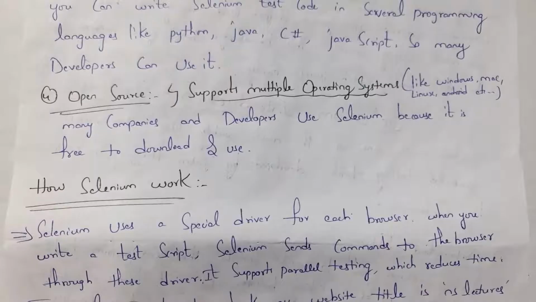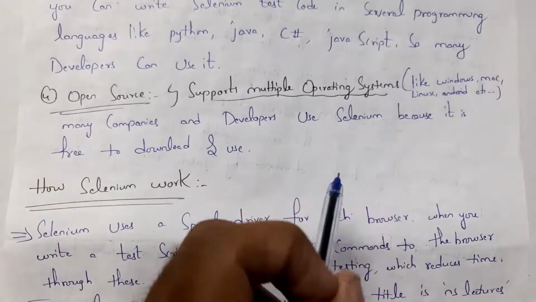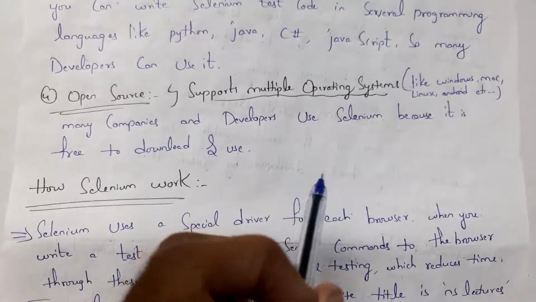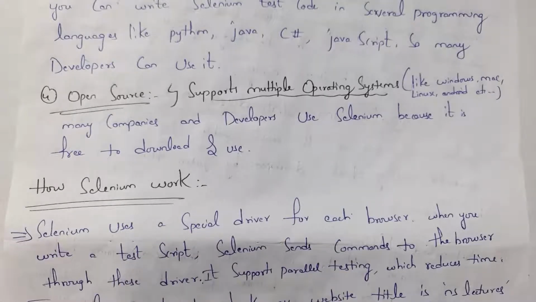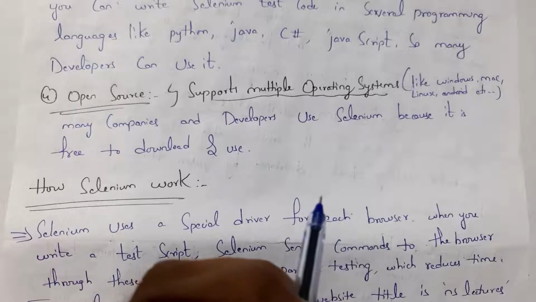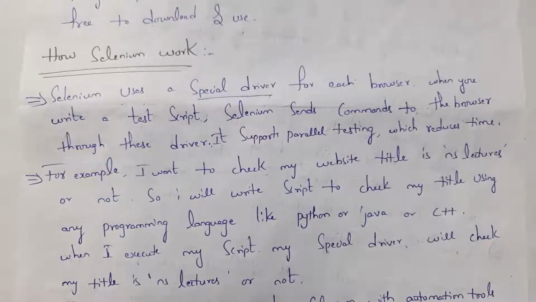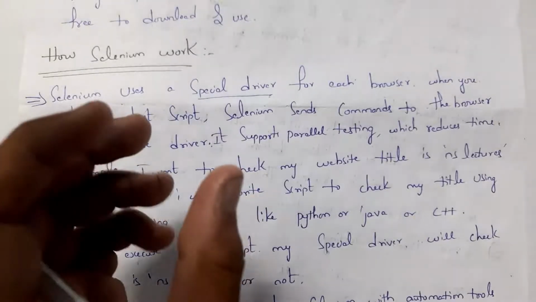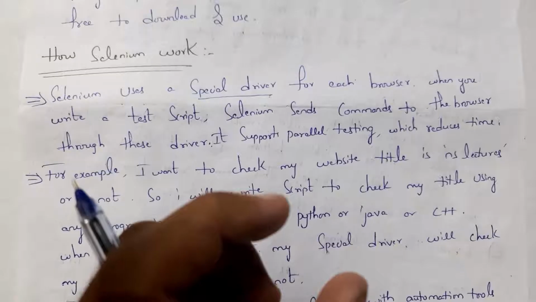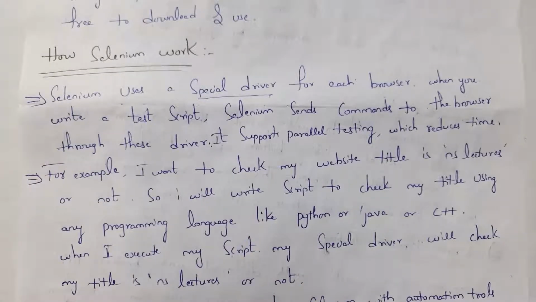And fourth feature is open source and support for multiple operating systems. Guys, you can download Selenium software free of cost on the internet. So many companies and developers are using Selenium, and you can use Selenium on any operating system like Windows, Linux, etc. Guys, if you want to perform testing using Selenium, at first you need to install one special driver in your browser. After installing the special driver in your browser, you need to open Selenium software, and then you need to write a script in order to test your website. And whenever you execute the script, automatically commands are forwarded to the driver which is installed in your browser, and then testing is performed on your website.